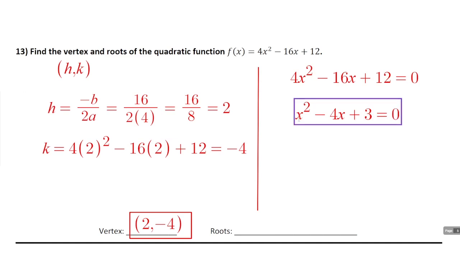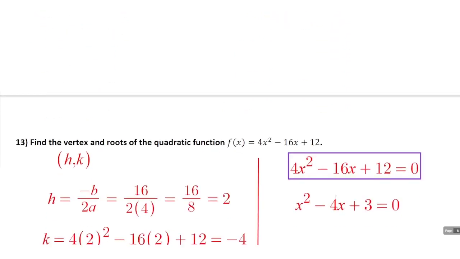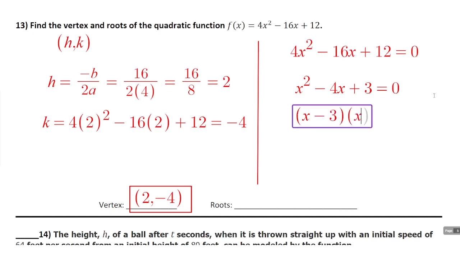This is going to be our first one that has a leading coefficient of 1. So we actually don't need to use the Xbox method. We can take that shortcut of just finding two numbers that multiply to 3 and add up to -4, and we'll have our two factors. And those two numbers would be, well, -3 and -1. So x minus 3 times x minus 1.